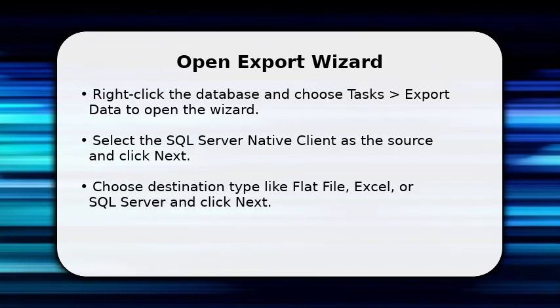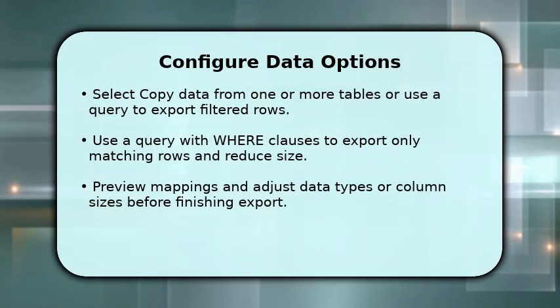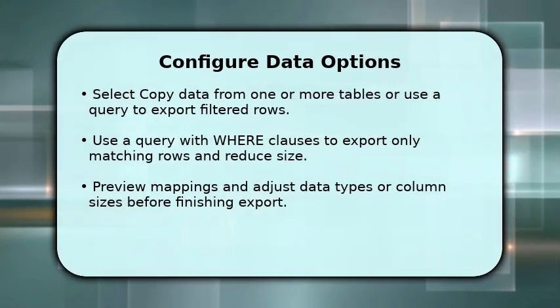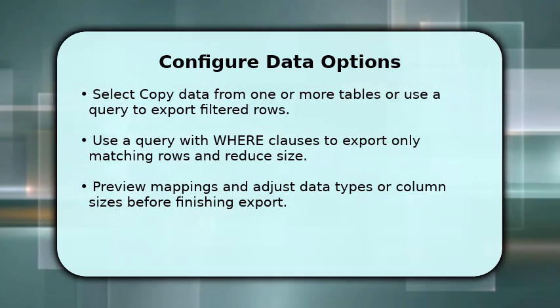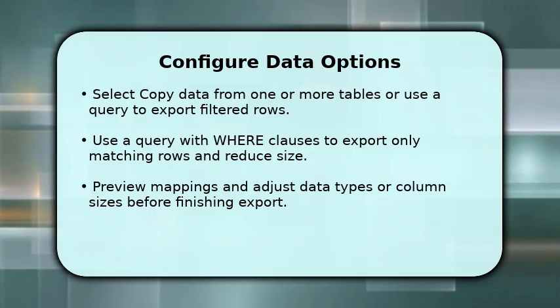Choose destination type like flat file, Excel, or SQL Server and click Next to continue. On the Choose a Data Source page, verify server, database, and authentication details. Select Copy data from one or more tables or use a query to export filtered rows.